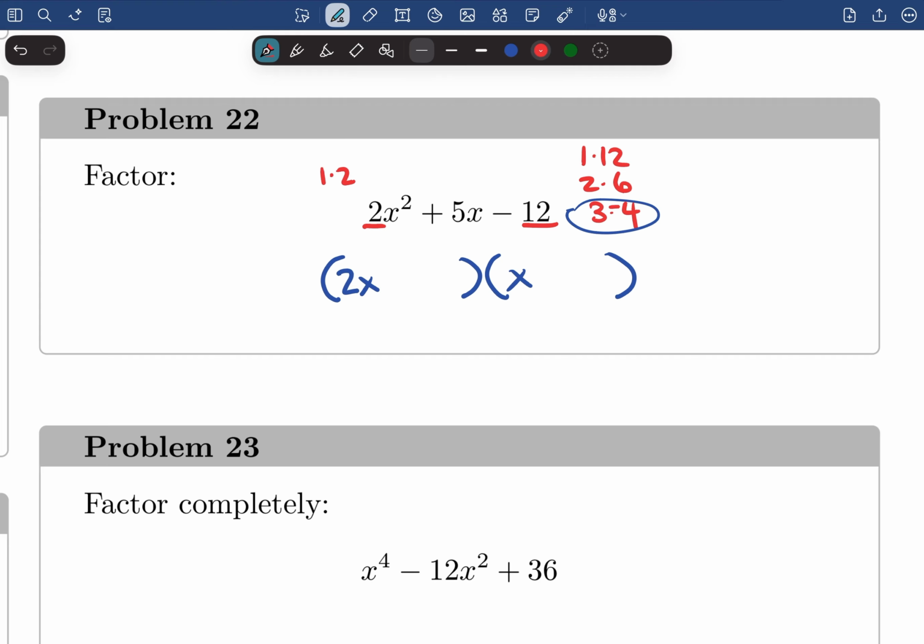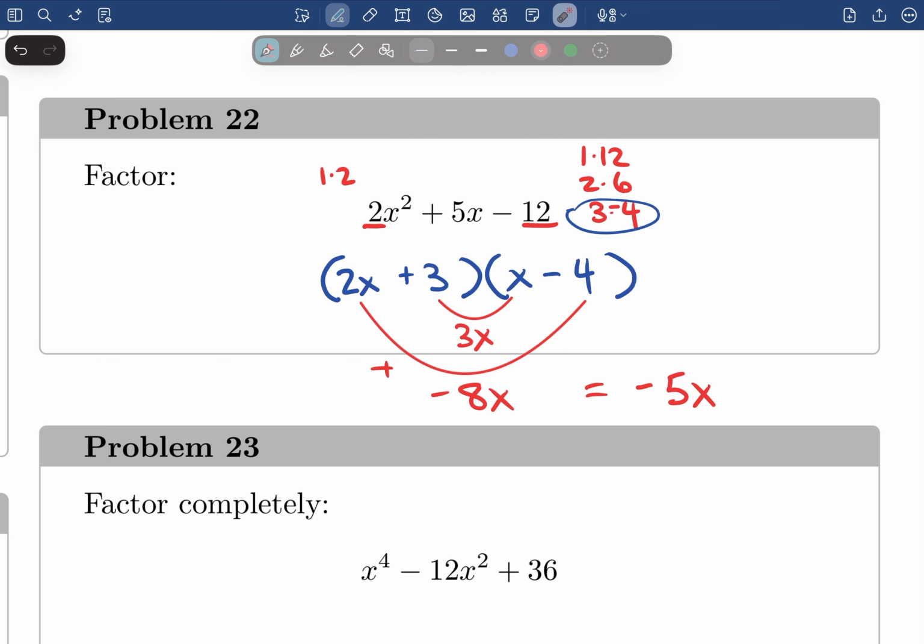So I'm going to multiply the 2x with negative 4 and then the x with positive 3. There we go. Let's see how I've done. I'm going to check it. I take 3 and multiply it with x, that's 3x. And 2x times negative 4, that's a negative 8x. If I add these pieces together, 3x plus negative 8x gives me a negative 5x. Uh-oh. I wanted a positive 5x, not a negative 5x. It seems like I've chosen the correct values of 3 and 4, but I need to switch the signs.